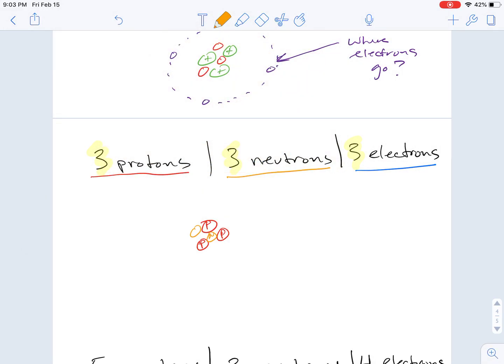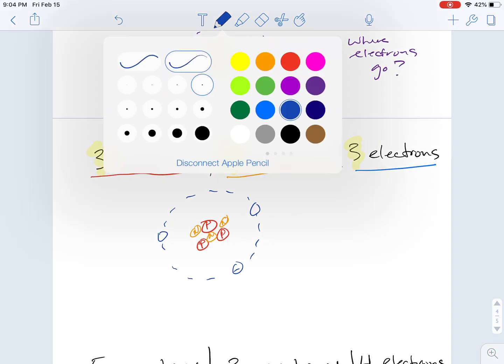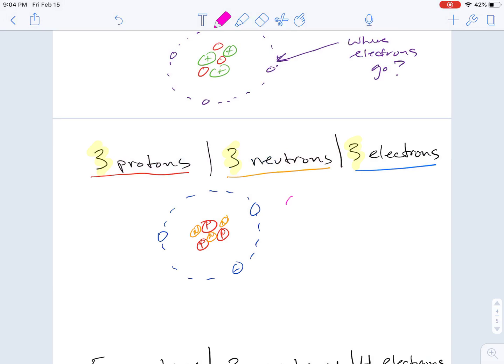So now I'm going to draw my 3 neutrons, also in the center. And now I can draw my 3 electrons. So I'm going to draw this little dotted line here, and then I can fill in my 3 electrons right there. So now there are 2 things that I want to know. I want to know the overall charge of this atom, and I also want to know the overall mass of this atom. So let's first start with overall charge.